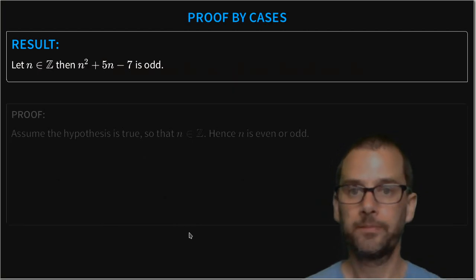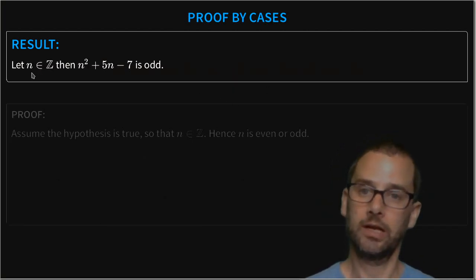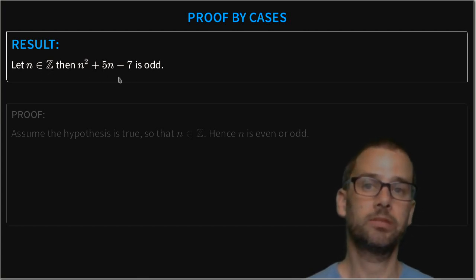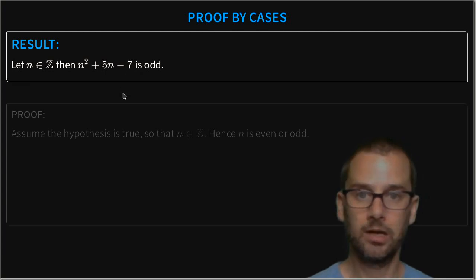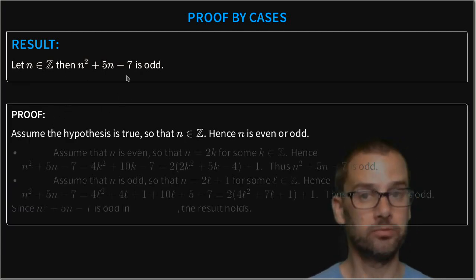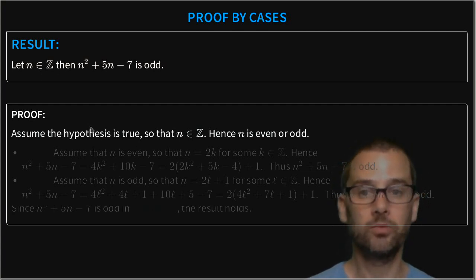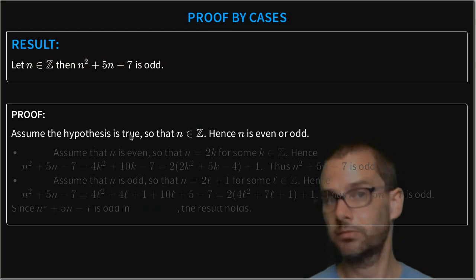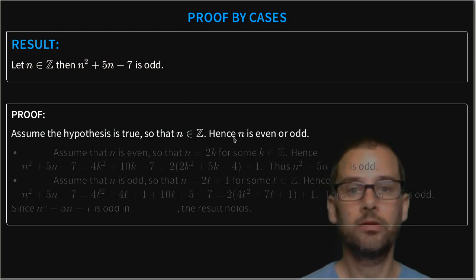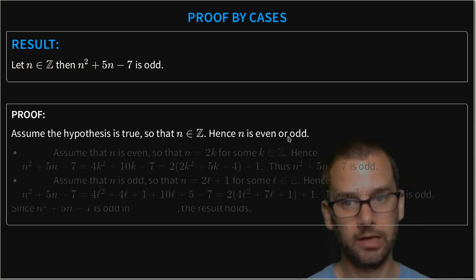So let's look at this result. Let n be an integer, then n squared plus 5n minus 7 is odd. Okay, so let's break this into bits. As is usual, we have a direct implication: if n is an integer, then n squared plus 5n minus 7 is odd. So we assume the hypothesis is true. That's very, very standard. So n is an integer, and we know that n is either even or odd. So it breaks into two subcases.